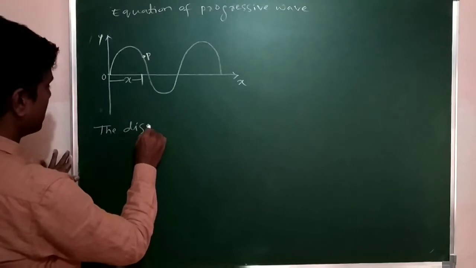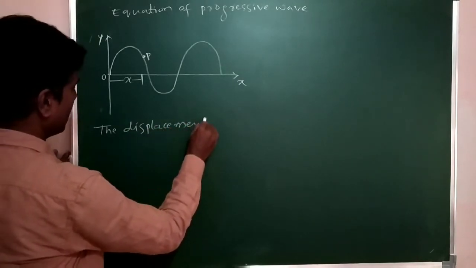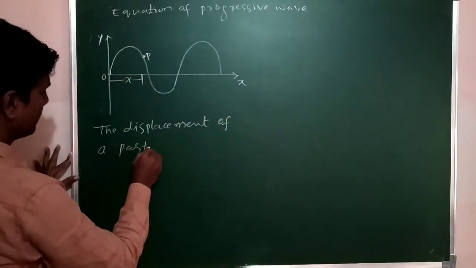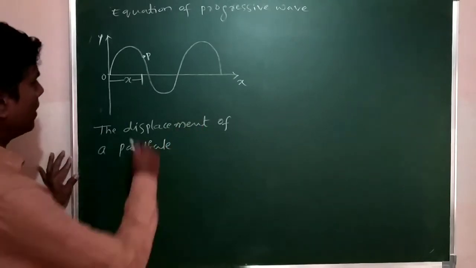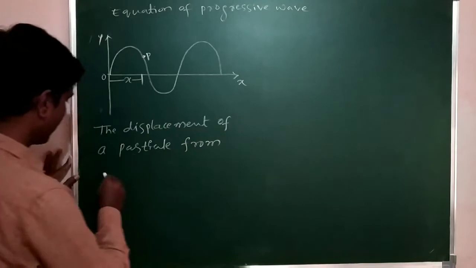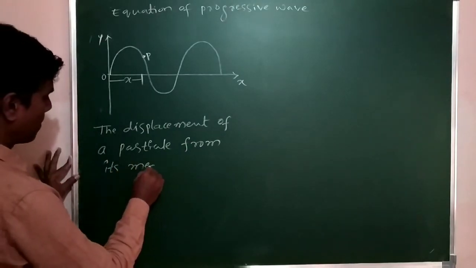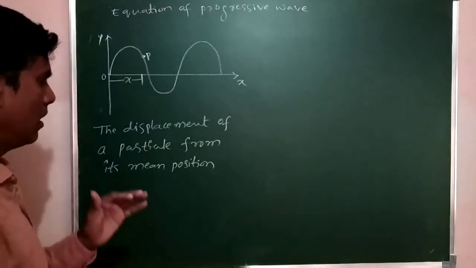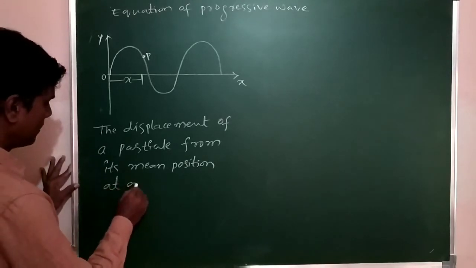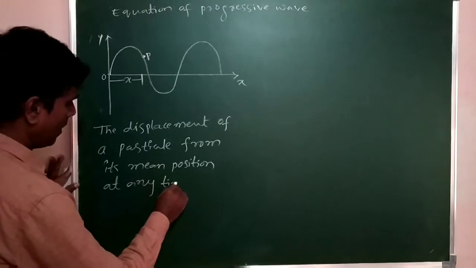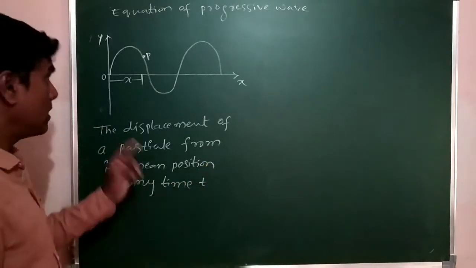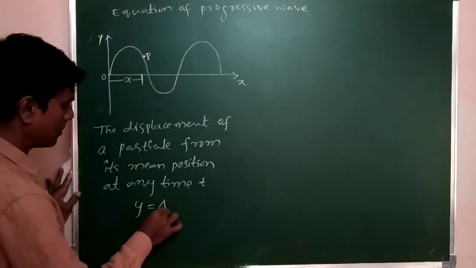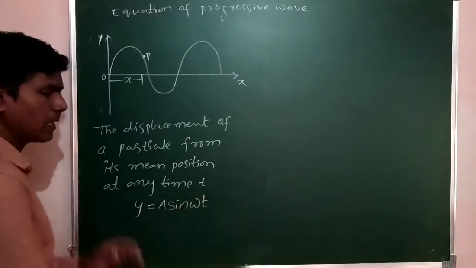The displacement of a particle from its mean position at any time t is given by the equation y equal to a sin omega t.